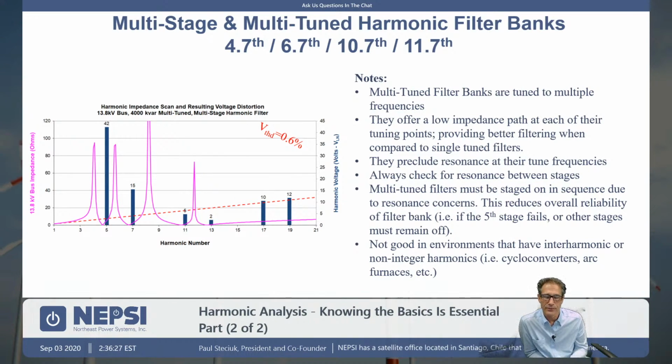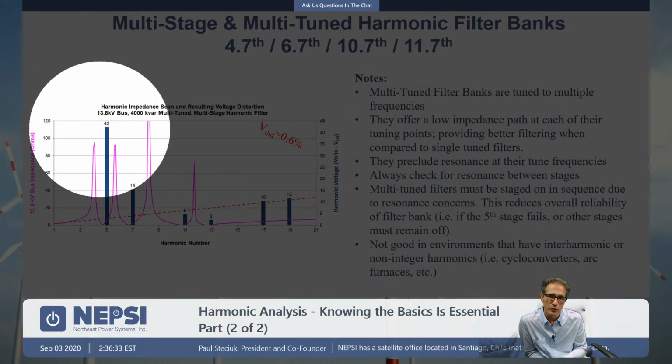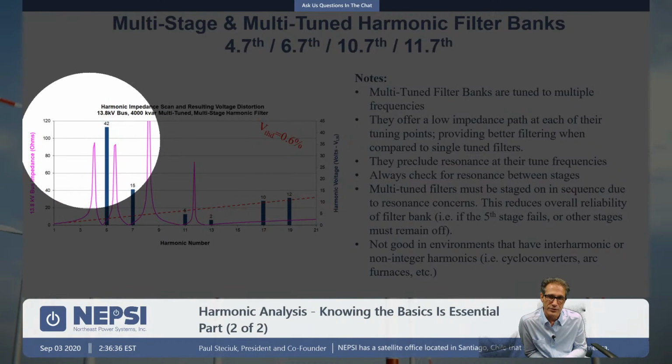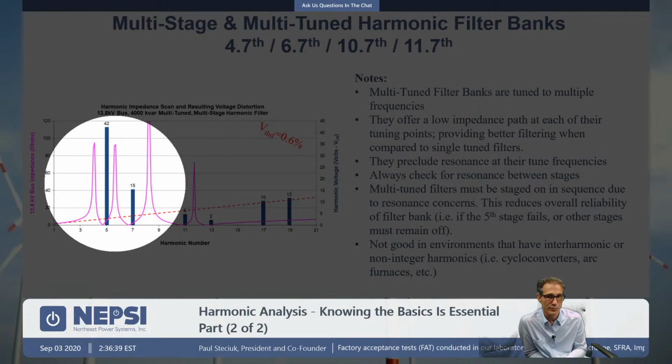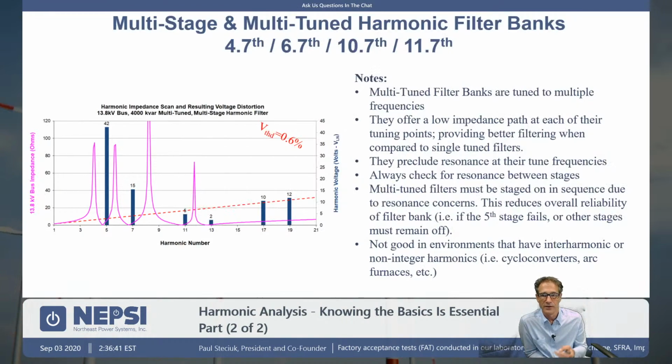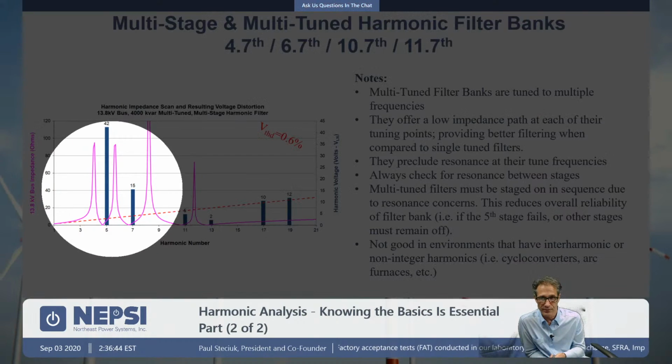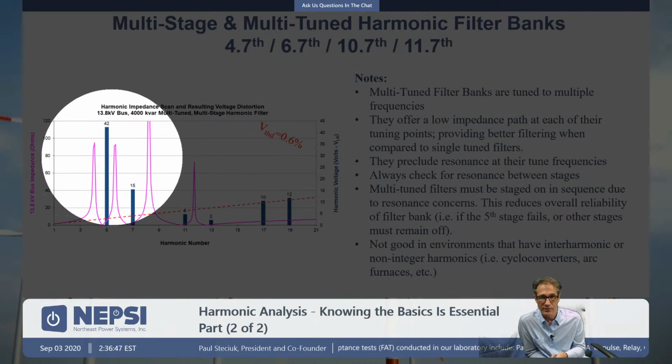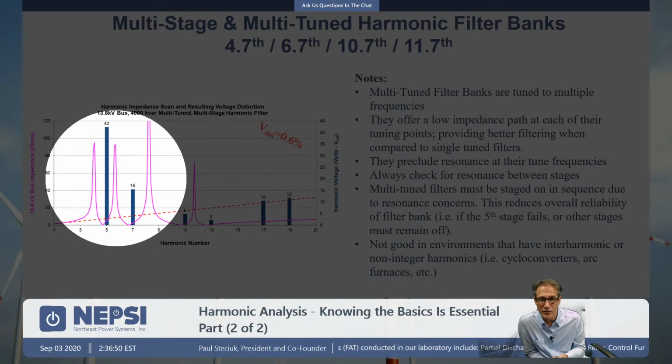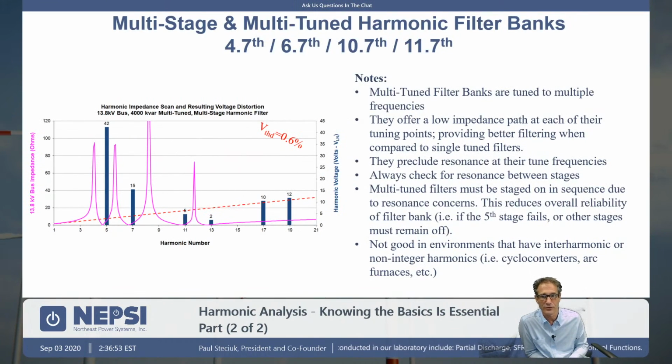There are some issues though, and I think we should talk about some of the issues with multi-tune filters. If you look at the magenta curve, you see that there is a resonance that is produced by each filter branch. So that 5th filter produced this resonant branch here, and the next resonant point over, which is around the 6th harmonic, is produced by that 7th harmonic filter. And incidentally, we would call a 6.7 tuned filter a 7th harmonic filter, and a 10.7th harmonic filter an 11th filter. So we get a resonant point for each one of those tuning points.